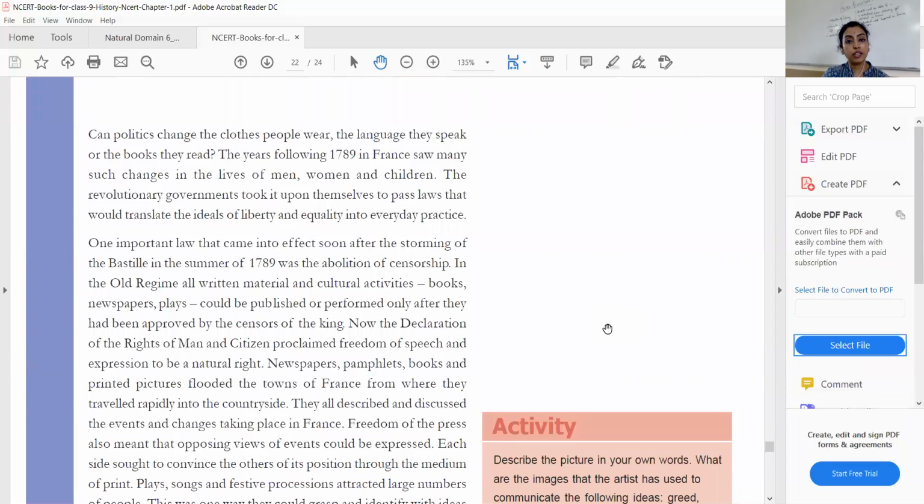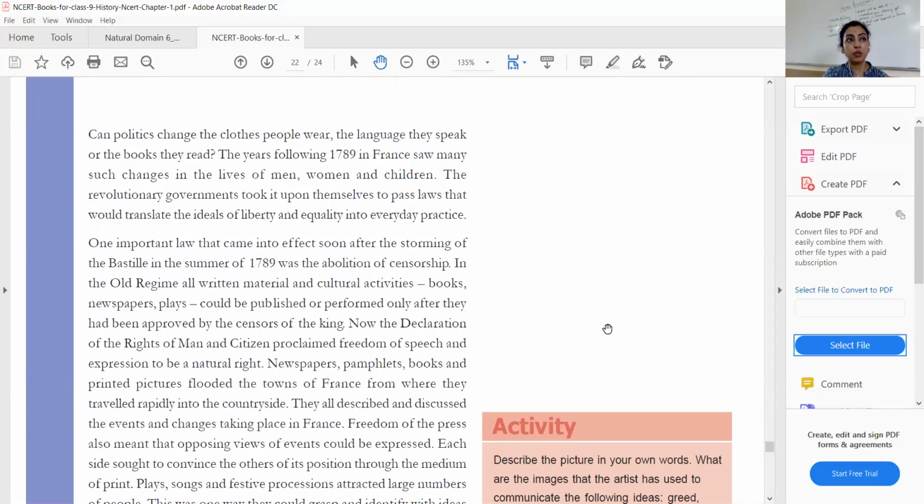One important law that came into effect after the storming of the Bastille, so you can remember when the Bastille was attacked, one important law that came into effect after the demolition of the Bastille, that is in the summer of 1789, was the abolition of censorship. Now, what is censorship?